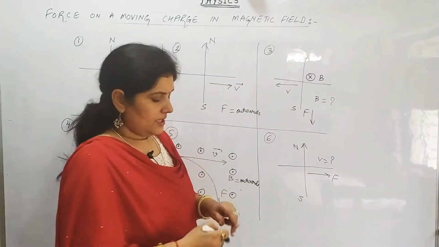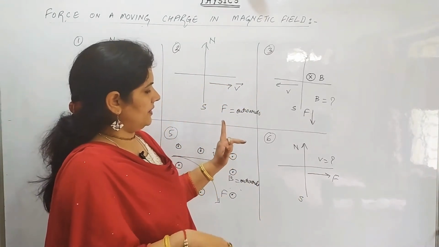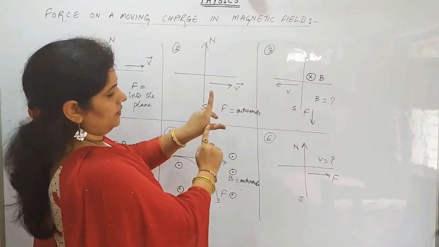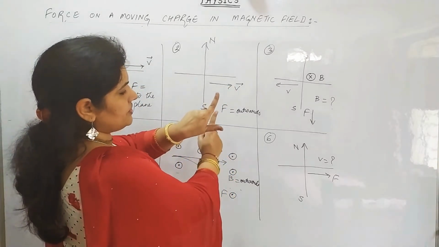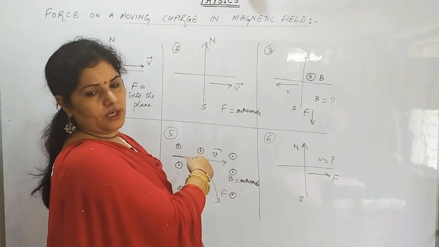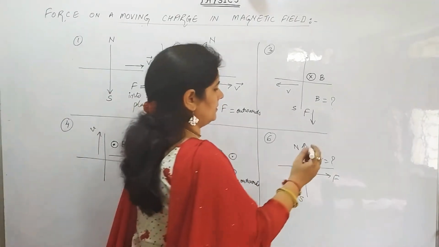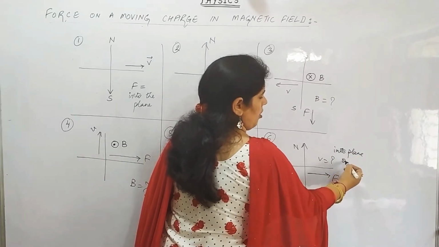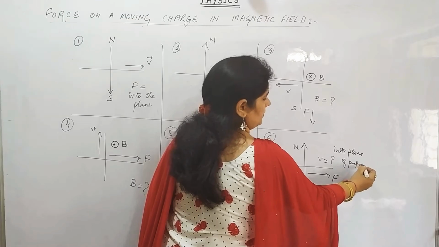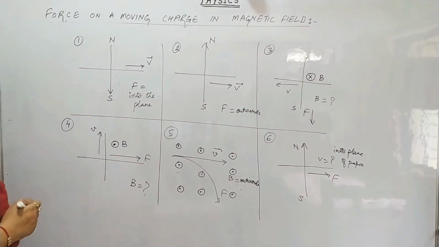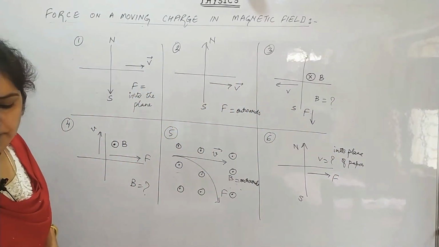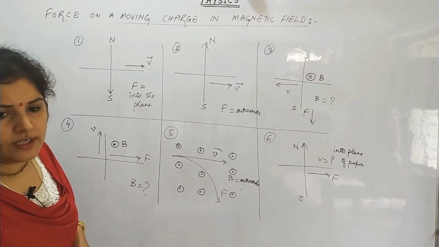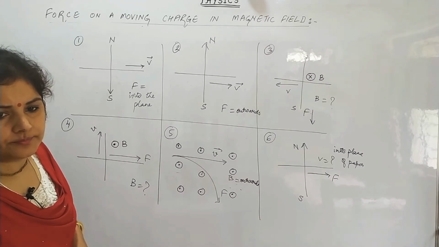The last one: magnetic field is upward and force is on this side. This is the magnetic field, force on the right hand side. So where will the charged particle move? It will move into the plane of the paper. So that is how you can solve all these questions based on Fleming's left hand rule. I hope all are clear. Any doubts you may ask, children?